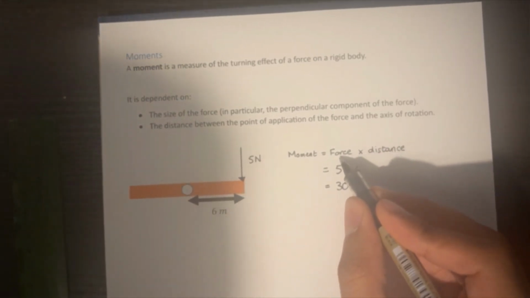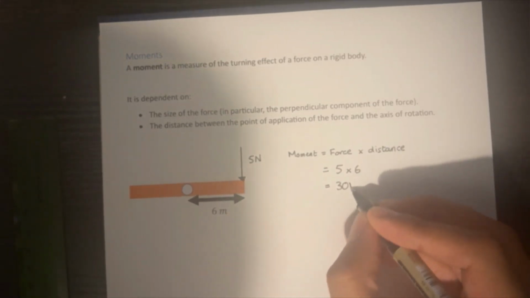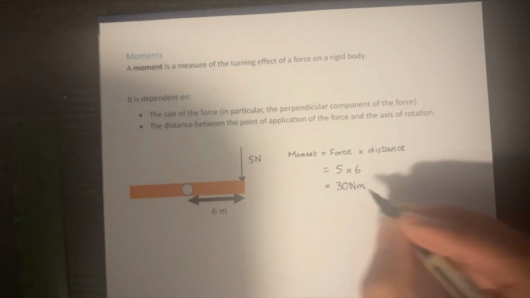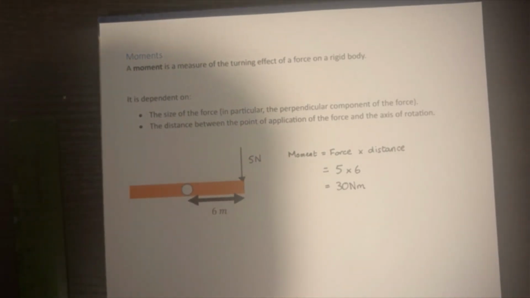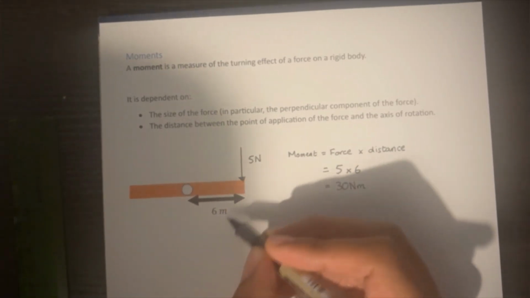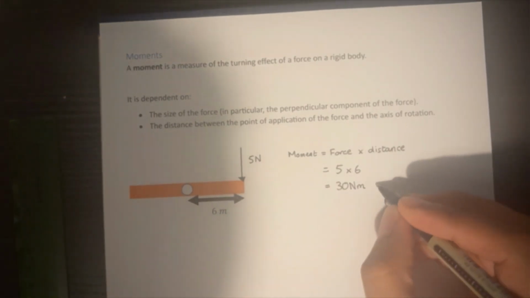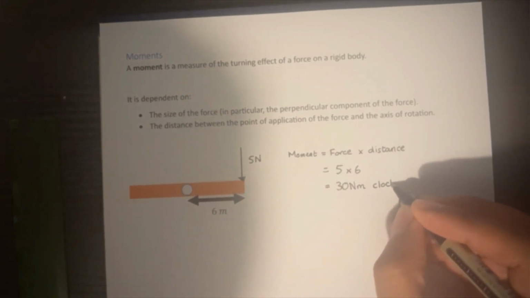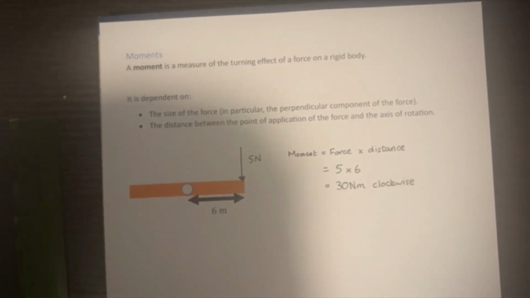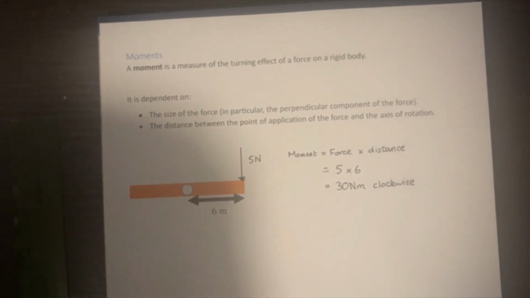Now, since we've multiplied a force by a distance, force is measured in newtons, distance measured in meters, so our moment has a unit of 30 Newton meters, and because we are specifically turning in this direction, we need to specify that our moment is 30 Newton meters clockwise.